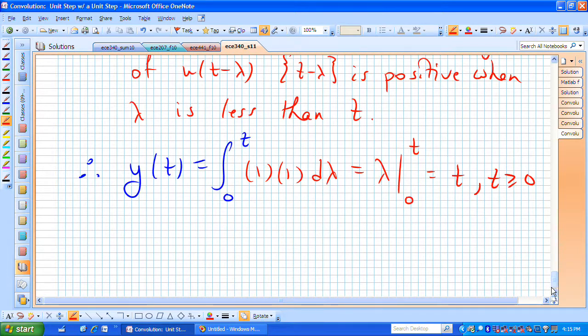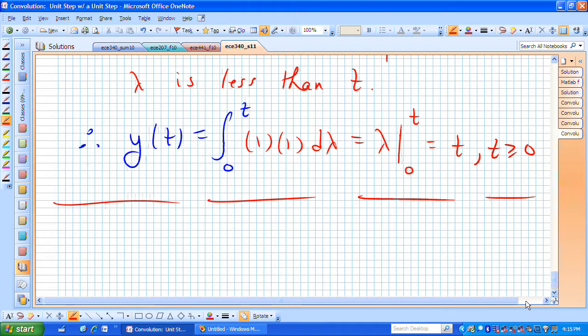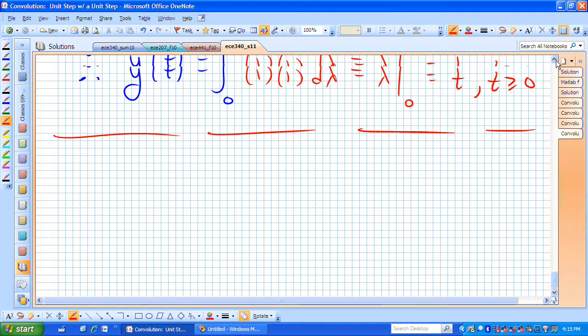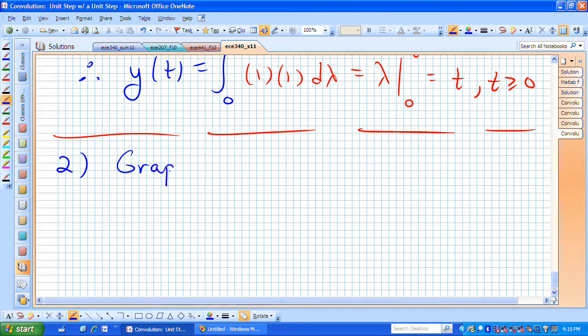And so now, if we apply a constant that turns on at the origin and has an amplitude of 1 to a pure integrator, we're simply going to obtain a ramp with respect to time out of that system. And so the result of convolving a unit step with another unit step is to create this ramp waveform as a function of time. Let's now do this integration graphically.